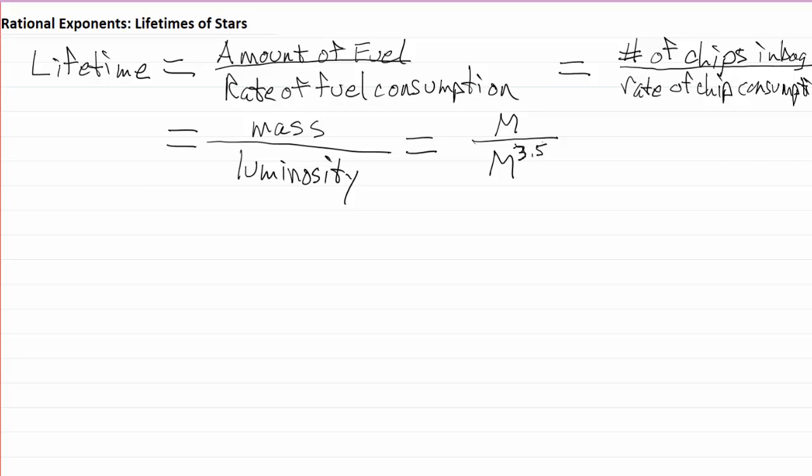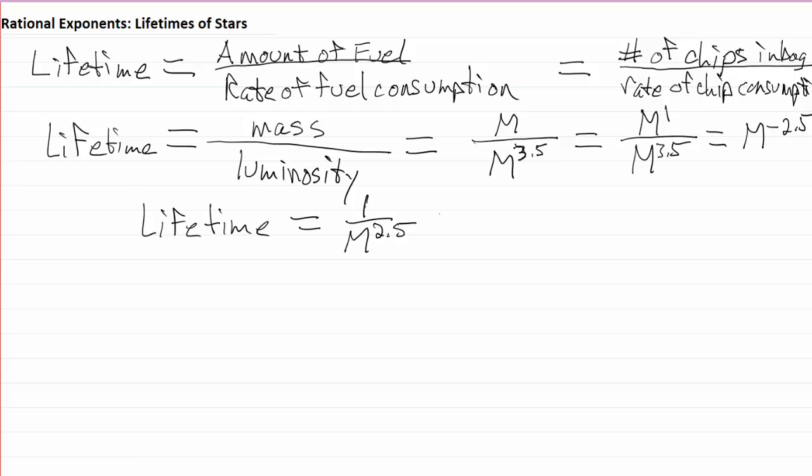We have a relation here where the lifetime, which is going to equal the mass divided by the mass to the 3.5 power. Well, you probably know that when you divide things with exponents, you subtract the exponents. That mass on top is effectively a mass to the 1. Down here we've got a mass to the 3.5, and you subtract the exponents, you'd get the mass to the minus 2.5 power, or we could also write that as the lifetime is equal to 1 over the mass to the 2.5 power.